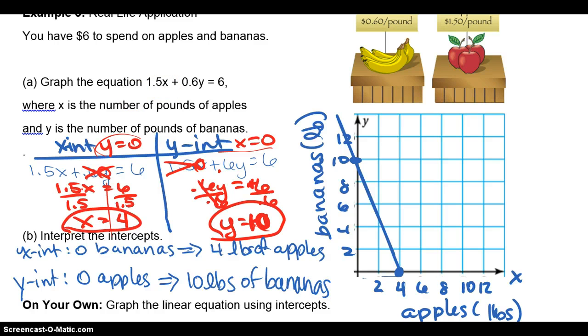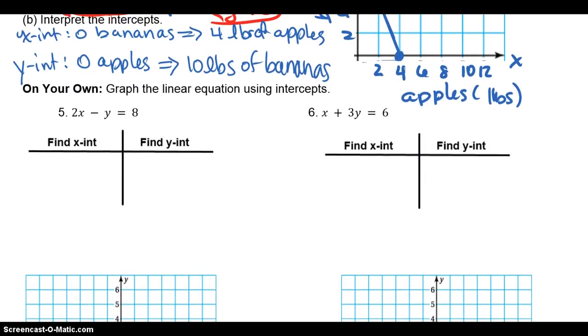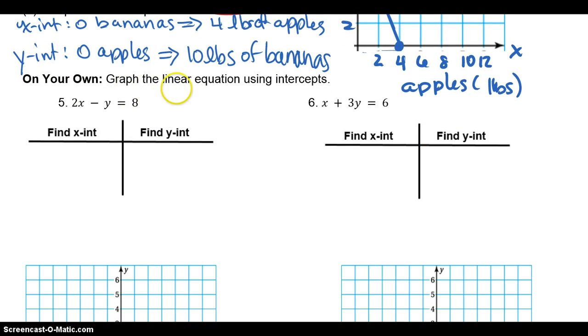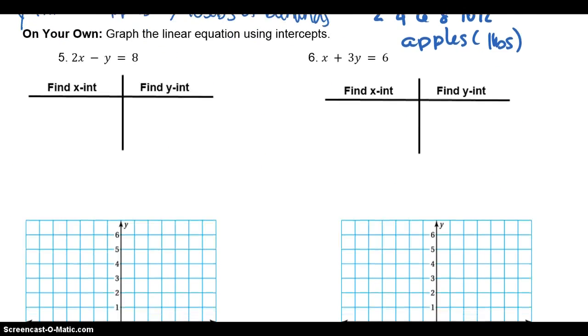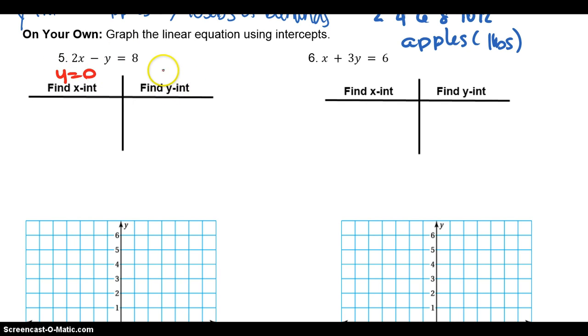Okay, your job then is to go down here to On Your Own and try to graph these linear equations using intercepts. So make a note to yourself right here. To find the x-intercept, let y equal 0. To find the y-intercept, let x equal 0. Okay, so make these notes on both of these problems. And that's it. That's all you have to do for On Your Own tonight.